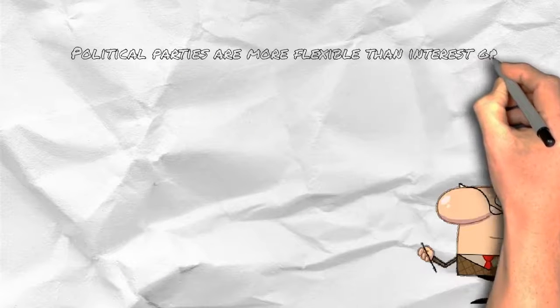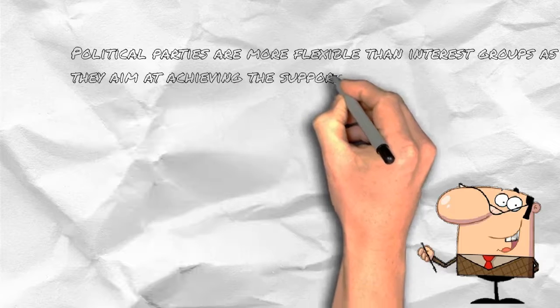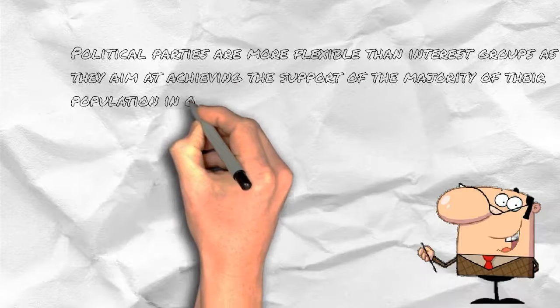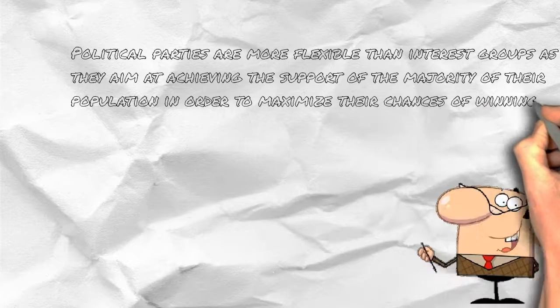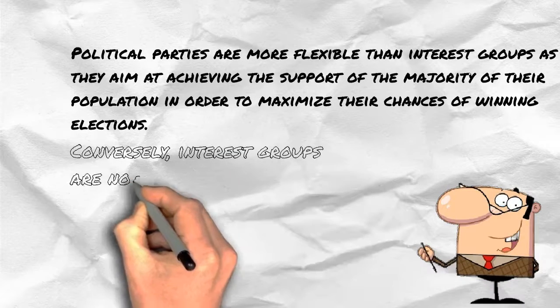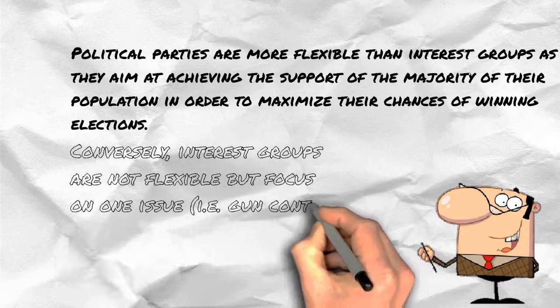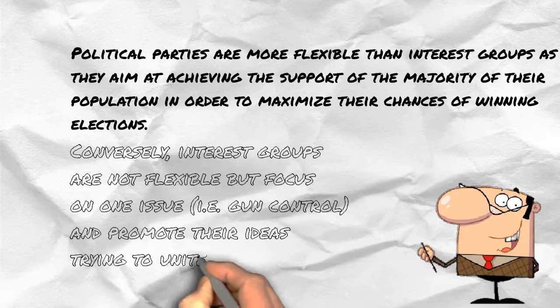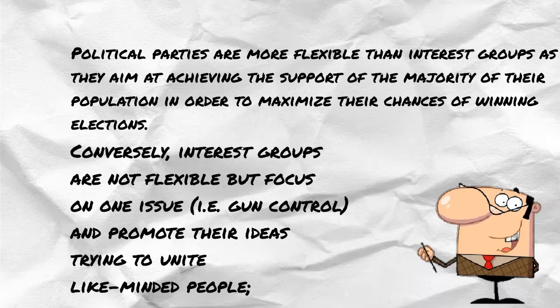Political parties are more flexible than interest groups, as they aim at achieving the support of the majority of their population in order to maximize their chances of winning elections. Conversely, interest groups are not flexible but focus on one issue, like gun control, and promote their ideas trying to unite like-minded people.